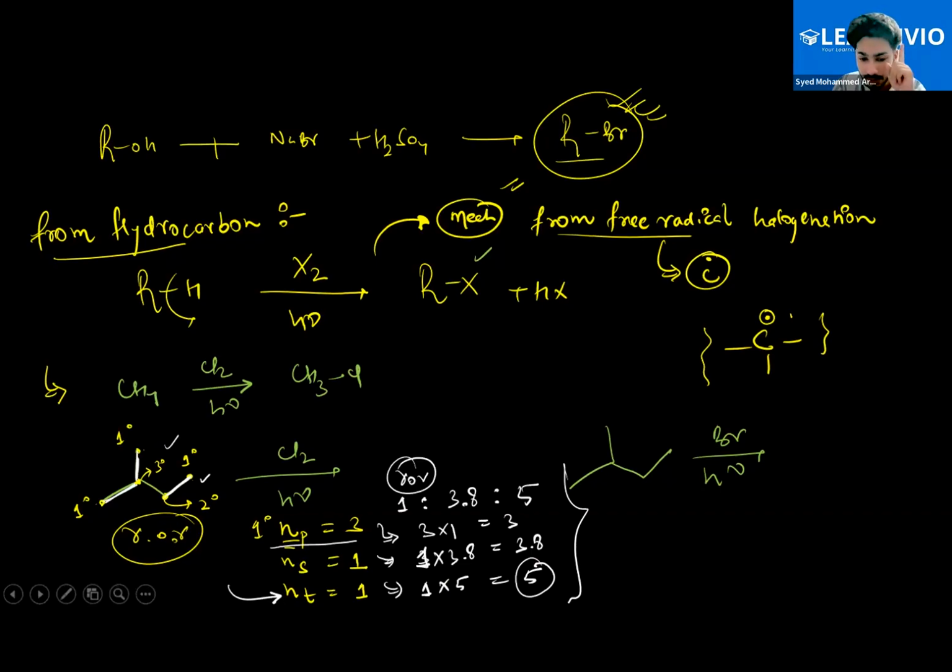So listen to me carefully. Where the 3 degree carbon is there, at that position you need to attach my chlorine. See here, from R-H, I am removing my H and I am placing my X. The question comes up: where do I need to attach my X? At that position where the number will be maximum, where the number will be 5.